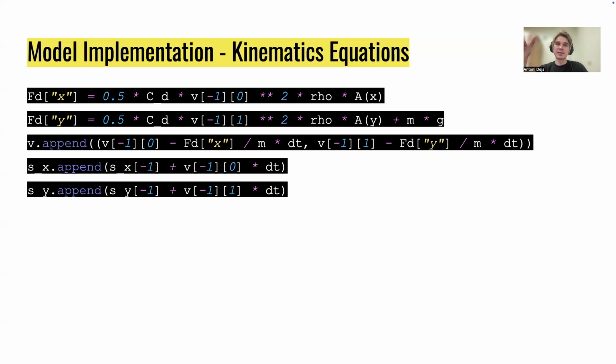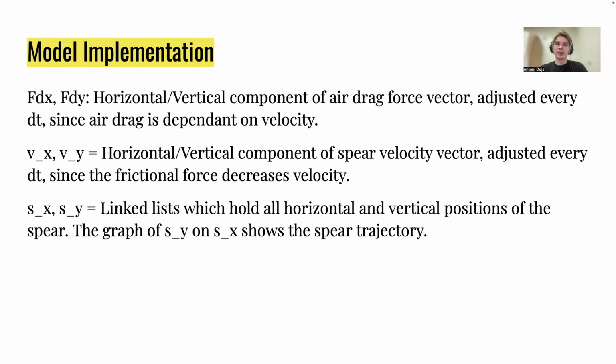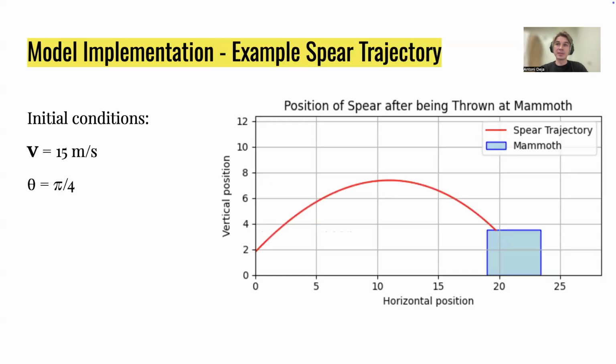Now Sx is the position, and we assumed that over that small time period dt, the velocity is constant, so we could use v equals s over t to calculate s and append it to our list of all x and y positions. Here are the descriptions of all these variables. Fdx and Fdy, as I already said, are the net forces. Vx and Vy are the horizontal and vertical components of the velocity, and Sx and Sy are simply the positions of the spear.